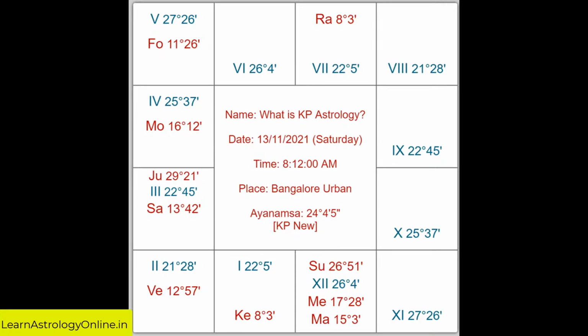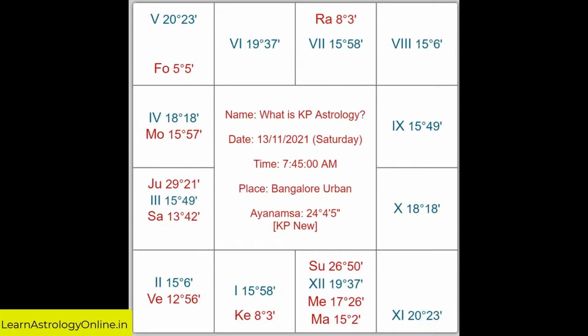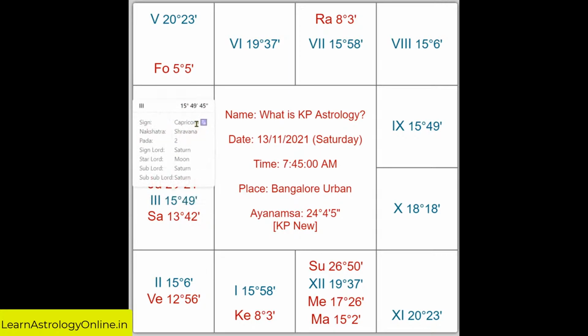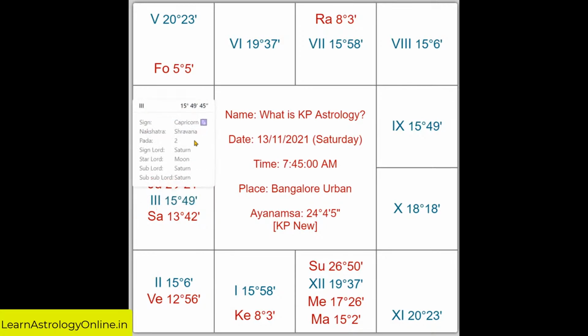If, for instance, this same child was born a few minutes earlier, let's edit this chart and say that instead of at 8:12 a.m., this child was born sometime at 7:45 a.m. Now you will find that Saturn is at 13:42:45. It has not moved because it is a slow moving planet. But the third house is in Capricorn at 15:49:45.